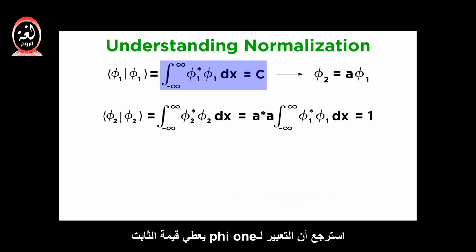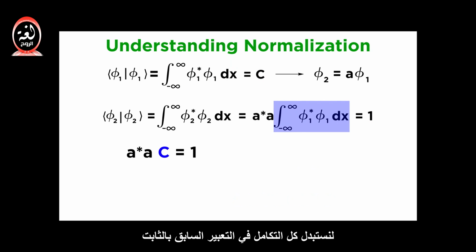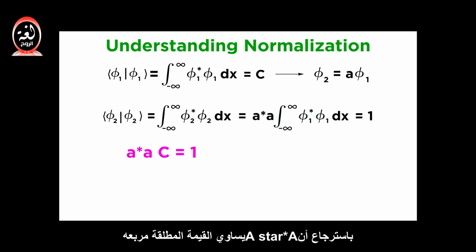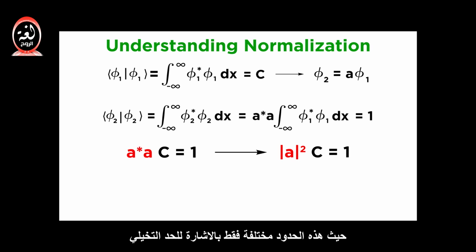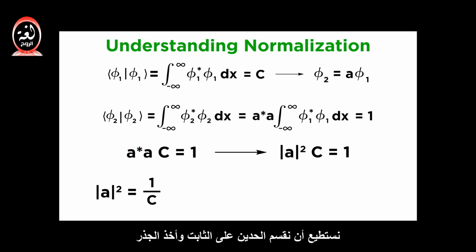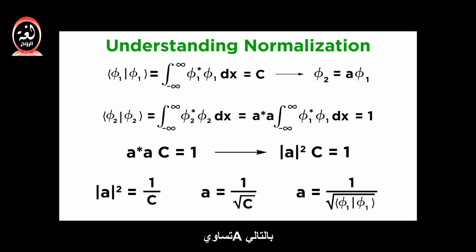So recall that the expression for phi1 gave us a value of c. Let's therefore replace this entire integral in the previous expression with c, since they are equivalent. That gives us a star times a times c equals 1. Recalling that a star times a equals the absolute value of a quantity squared, since these terms differ only in the sign of their imaginary terms, we can then divide both sides by c, take the square root, and a will be equal to 1 over root c, where c represents the inner product of phi1 with itself.